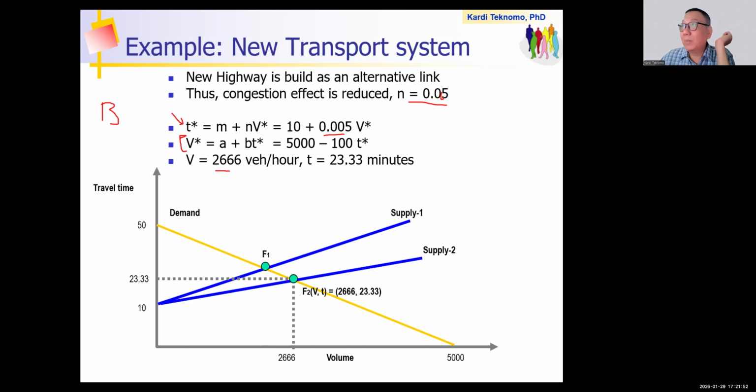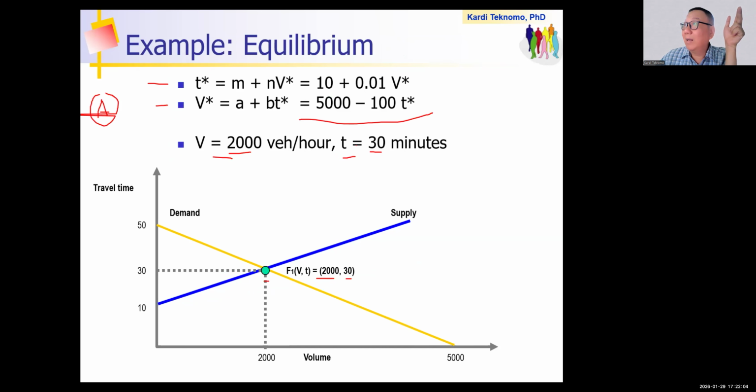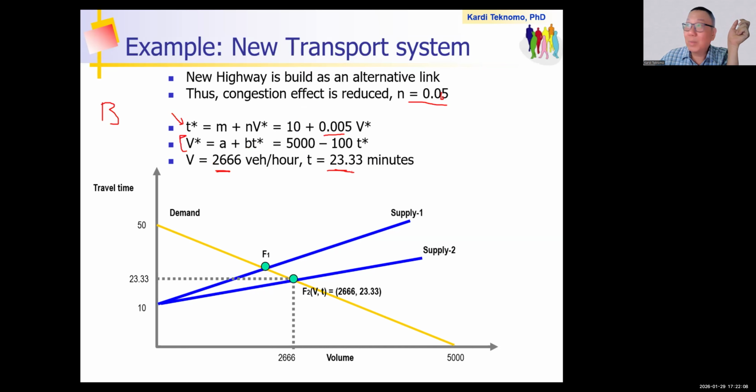In that case, we have a new equilibrium. The volume increased from 2000 to 2600, while the travel time was reduced from 30 minutes to 23 minutes. Improved or not? The existence of the new highway improves the travel time from 30 minutes to 23 minutes. So it reduces the congestion and also increases the volume. What does it mean? If you have a higher volume, that means higher activities. So the economy is better. So this is our first point, which now changes down here and becomes F2.